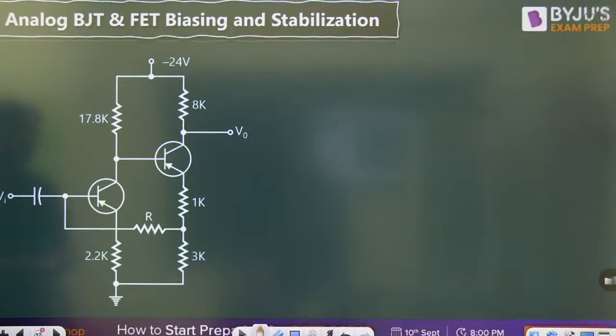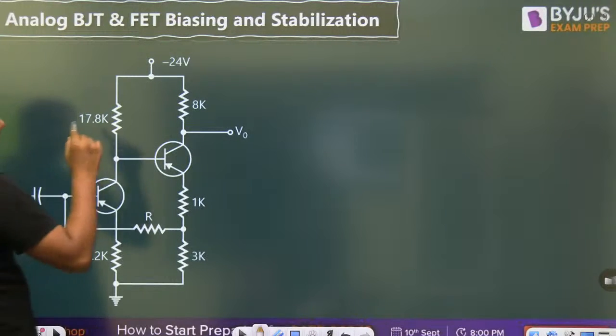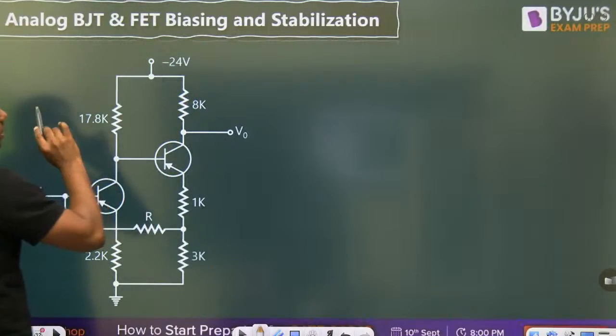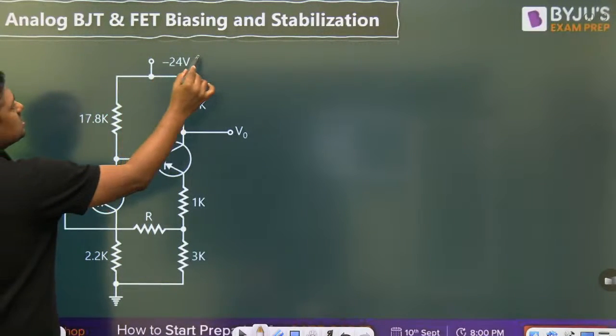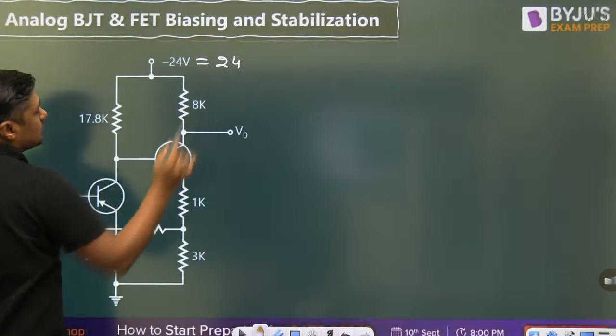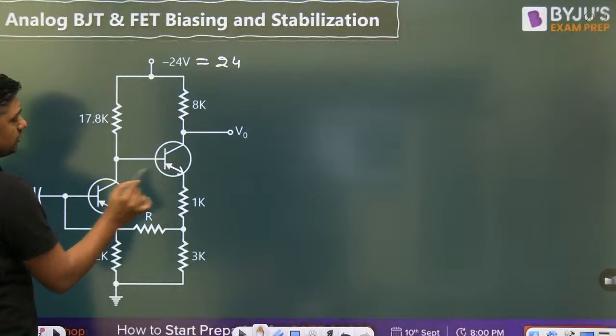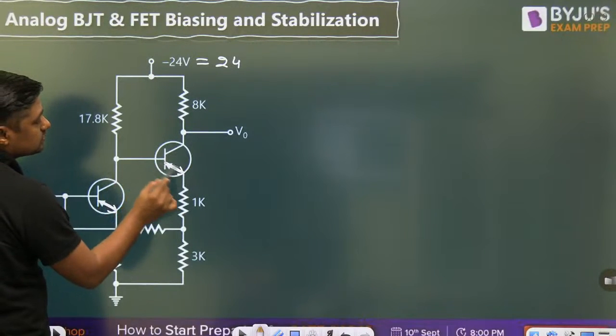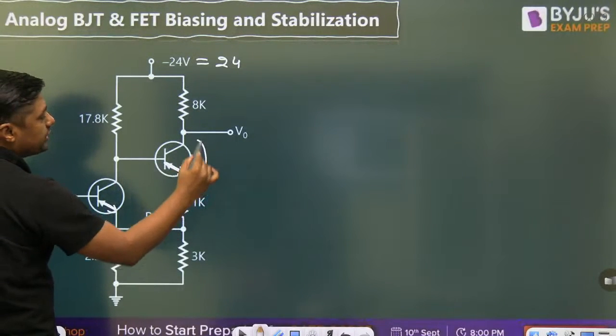Always remember, if an unknown resistance is asked, then you can convert this PNP transistor into an NPN transistor. How are we going to convert? This minus will become plus, change the arrow, and then this will become positive.